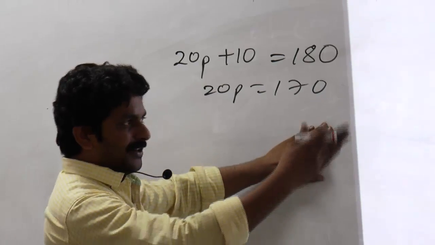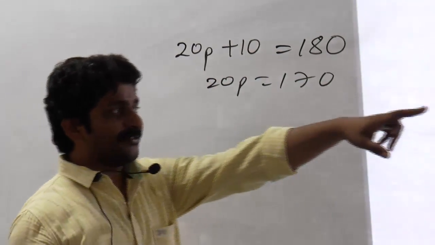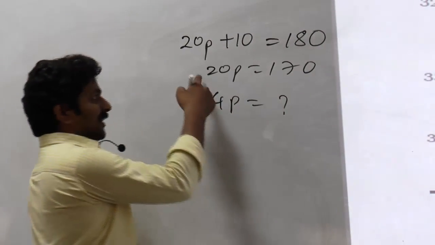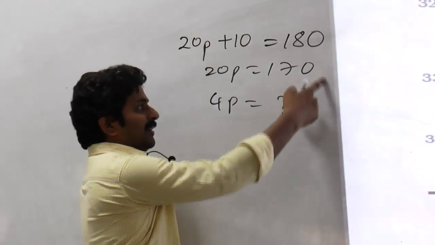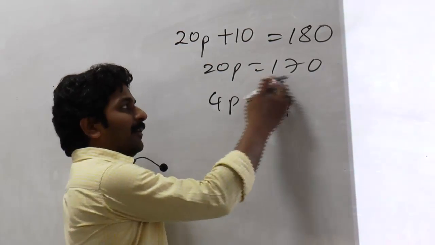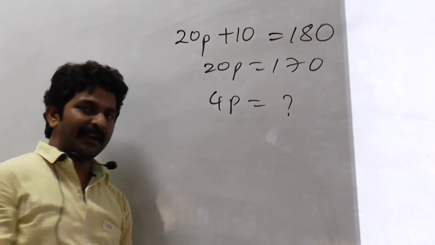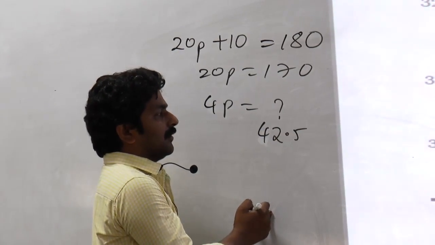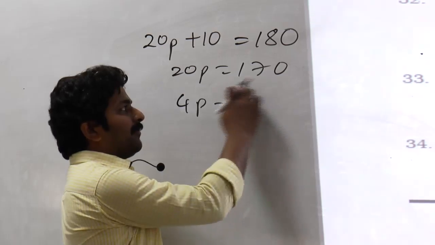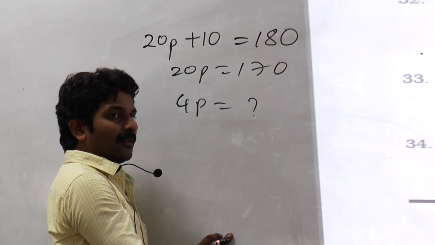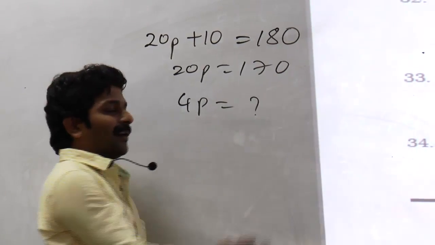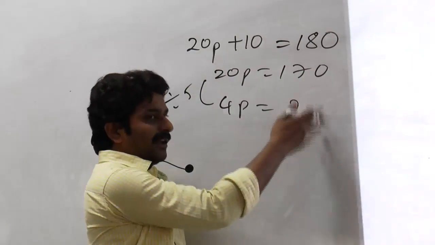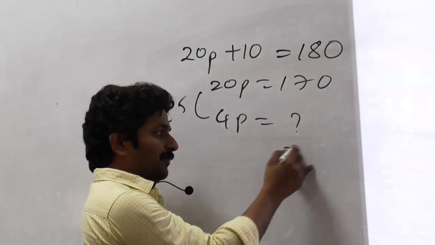And you are asked about the difference. What is the difference in terms of number of parts? 4 parts. 4 parts is equal to how much? Divided by 5. Half of 170 is 85. Divided by 10 is 17. 2 times 34.